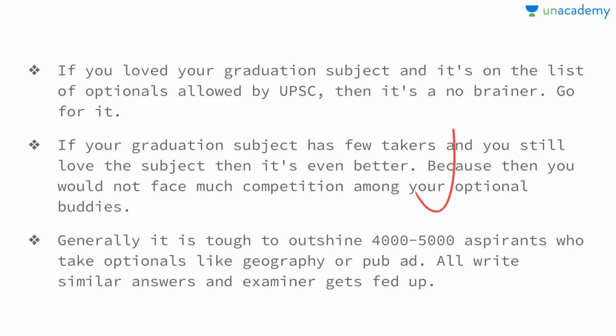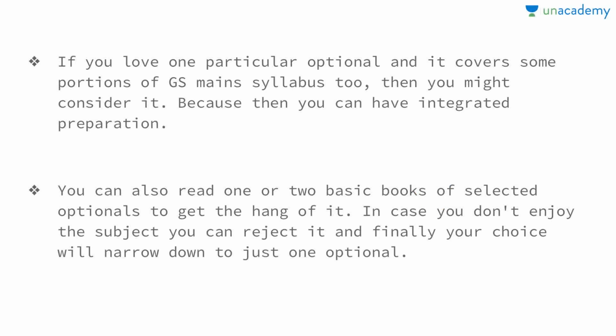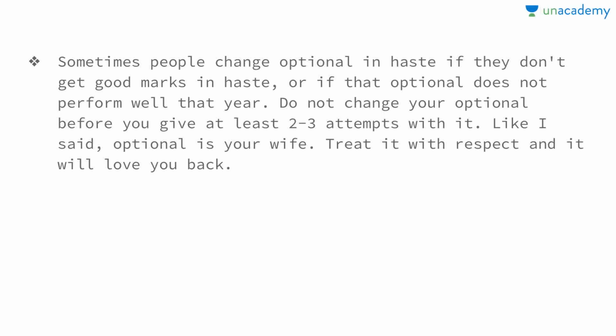Generally it is tough to outshine 4,000 to 5,000 aspirants who take geography or public administration and all write similar answers. Examiners really get fed up, so it is difficult to impress the examiner in that case. And if you love one particular optional and it covers some portion of GS, you might consider it because then you can have integrated preparation, and you can also read 1 or 2 basic books of the selected optional just to know more about it.